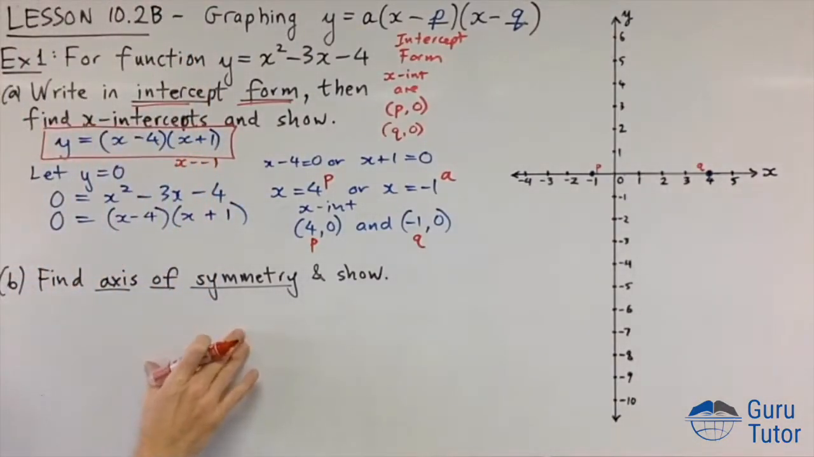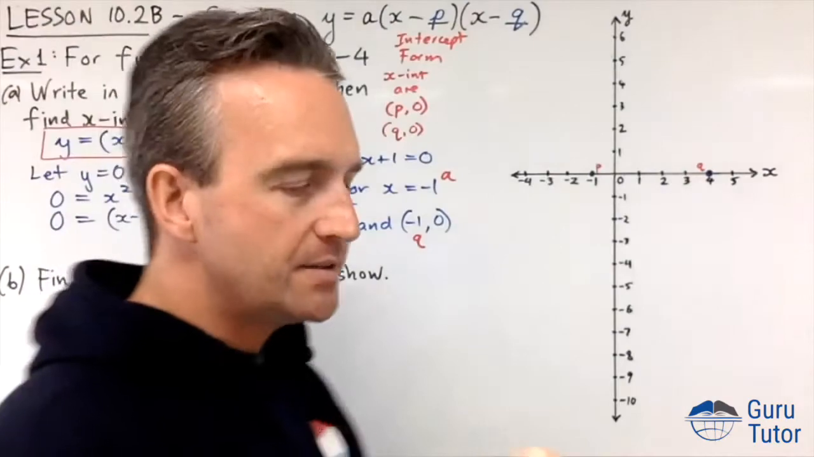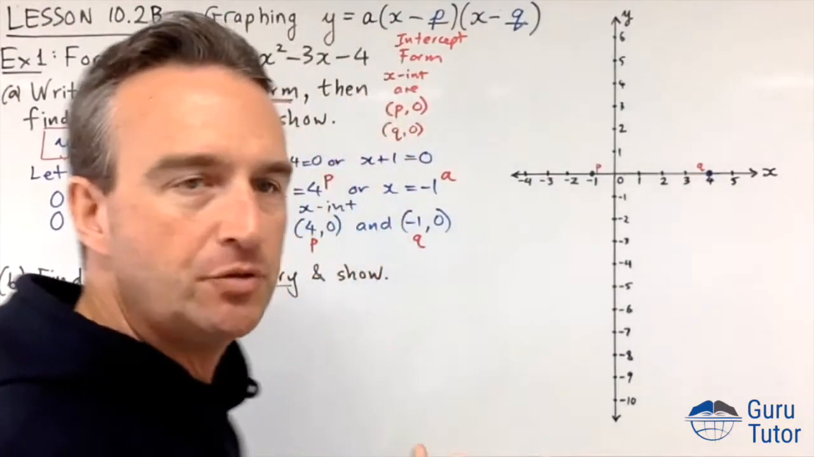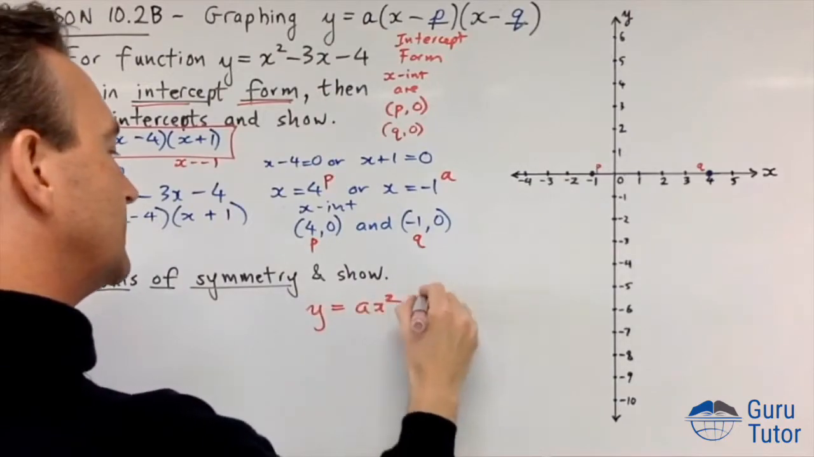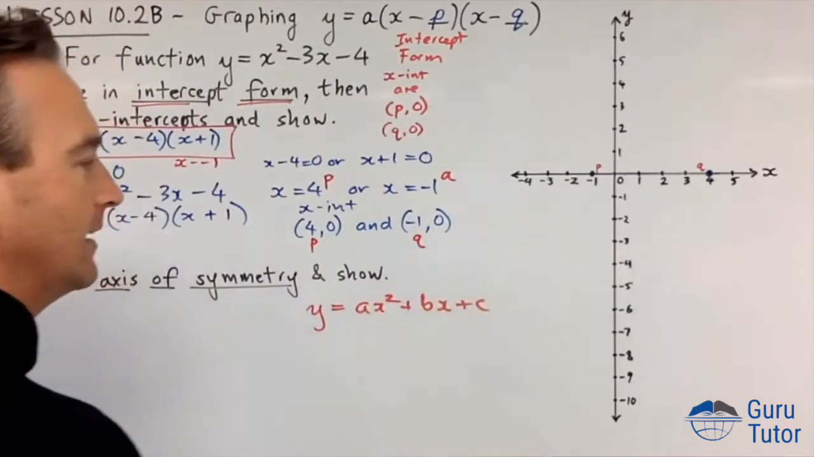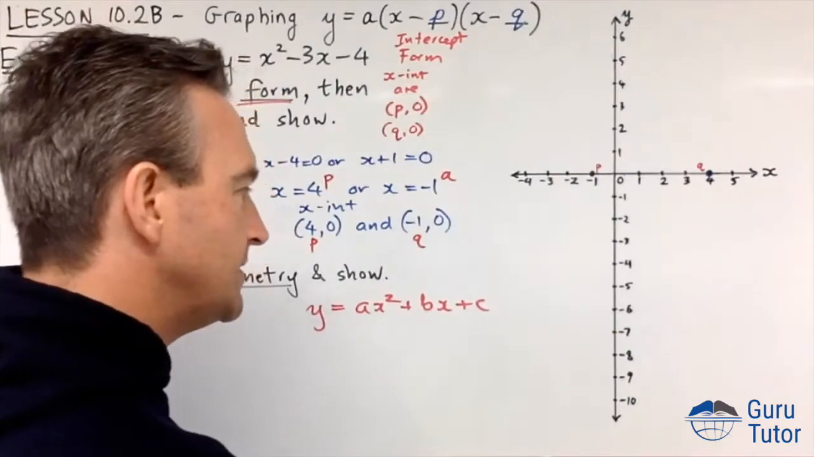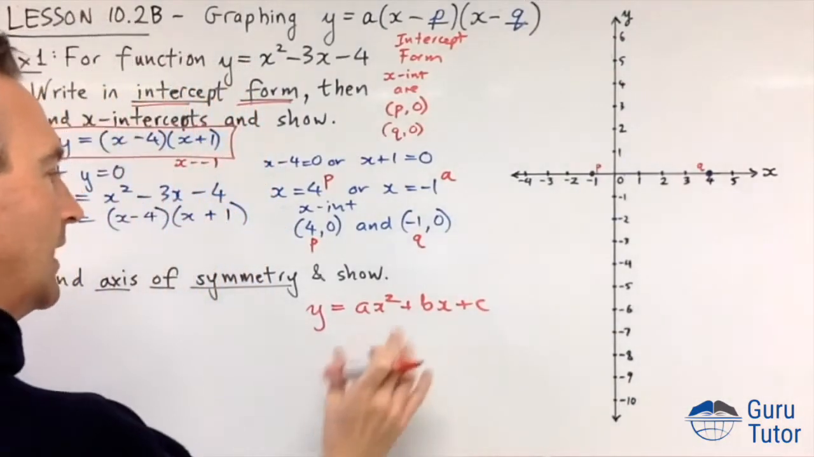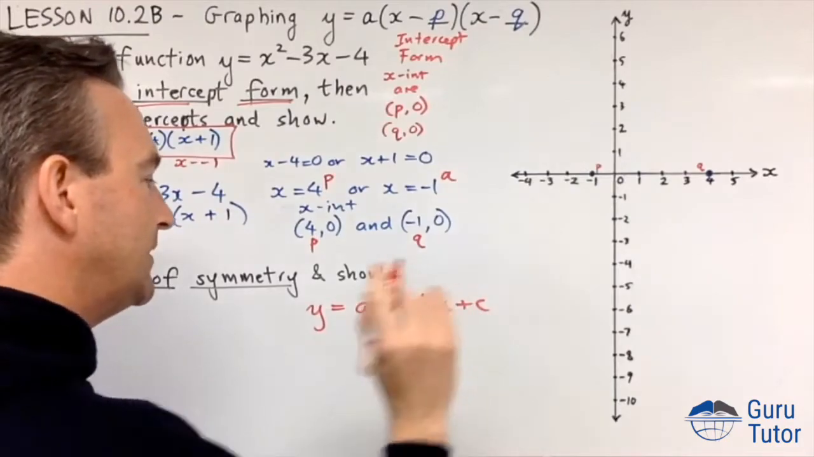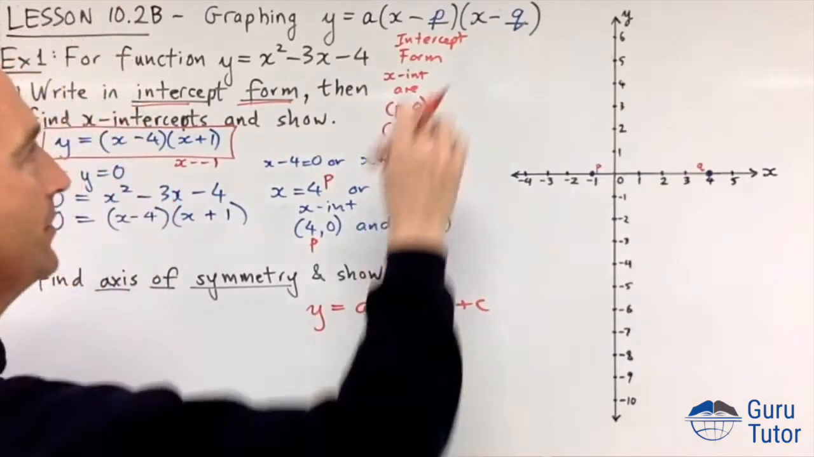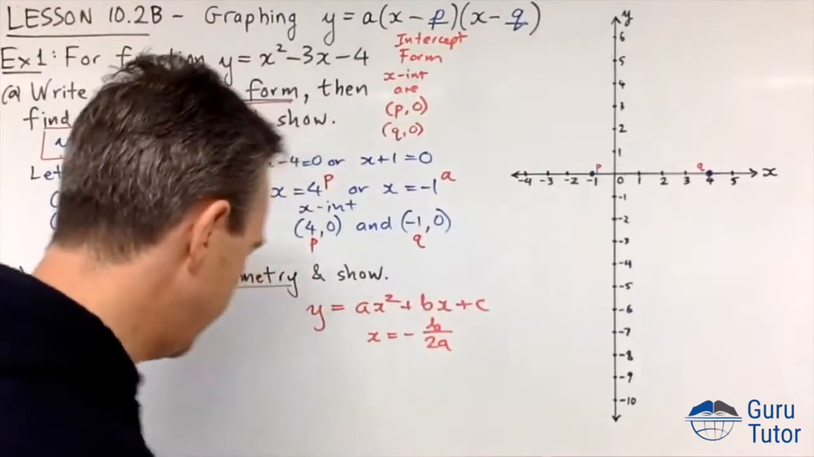Next thing, we're going to find the axis of symmetry. So last time, what was the formula for the axis of symmetry? Do you remember? When we had y equals ax squared plus bx plus c, that's called our standard form, I think. We did x equals minus b over 2a. That's our axis of symmetry. But when we got this form, we approach it a different way.